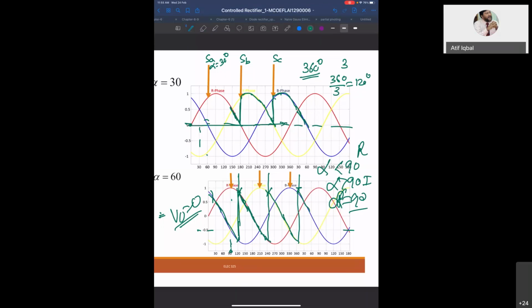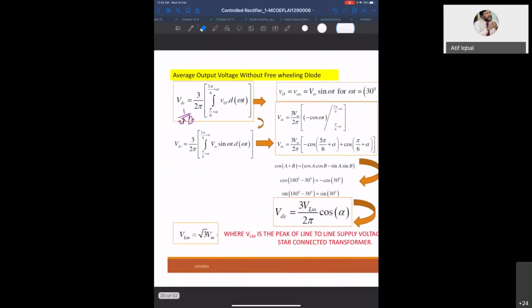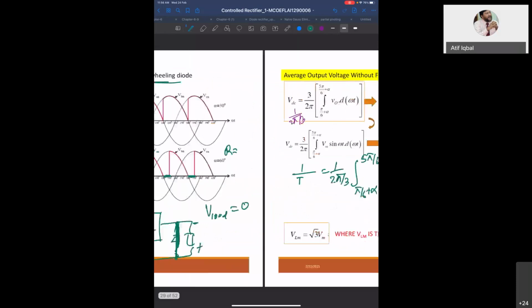So now, if you find the average voltage, how much is the average voltage? So for average voltage, the total period is what? 1 upon T is 1 upon 2 pi by 3. This is the total period, that is 120 degree. And out of 120 degree, this is pi by 6 plus alpha, that means 30 degree plus alpha. And this is 5 pi by 6 plus alpha, that means 150 degree plus alpha. You see here?